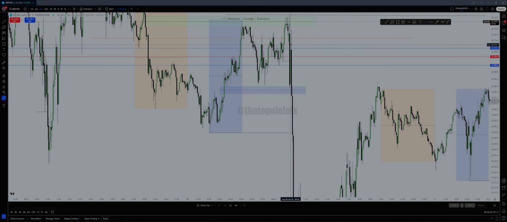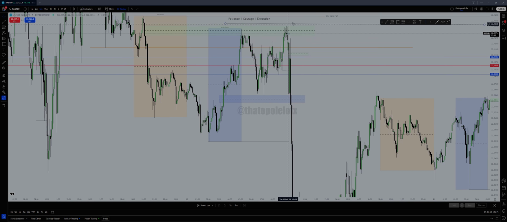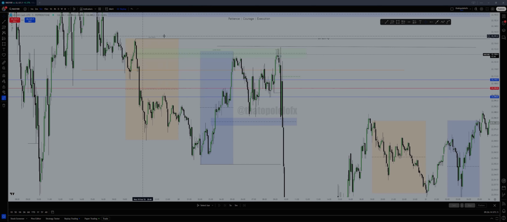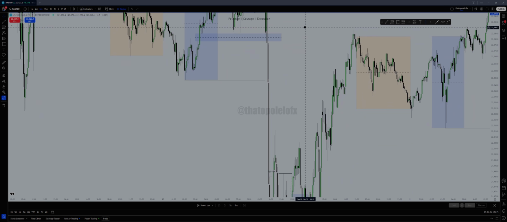My second entry was on this other fair value gap right here. The first entry was this fair value gap, and then my stop loss was at the top there. Second entry, stop loss at the top there, and my take profit was right here, the low of the London session.